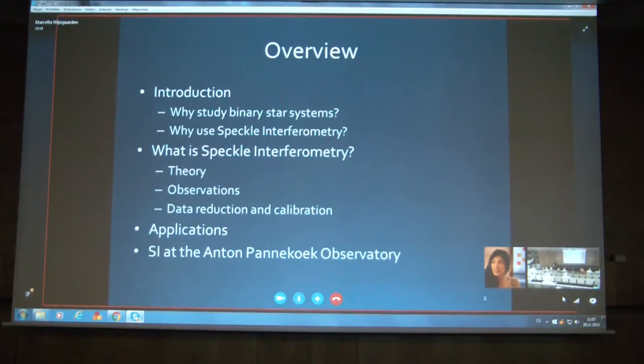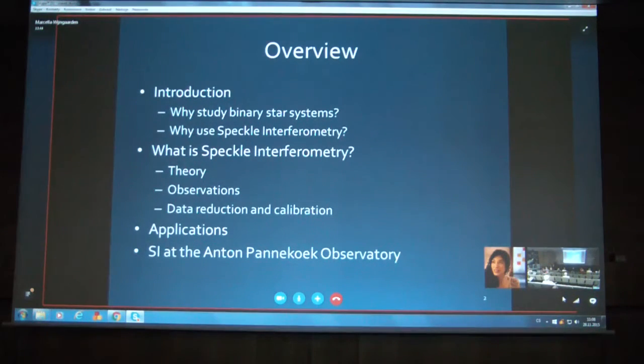So let's begin with a quick overview of the talk. I will start with an introduction. I will give a few reasons on why we should study binary star systems, why are they interesting, and then why speckle interferometry is a good technique to do this. Then, of course, we'll talk about what is speckle interferometry. We'll just go through some theory and also observations, data reduction and calibrations. And I'll end with showing you some of the applications that we do at Anton Pannekoek Observatory where I work.